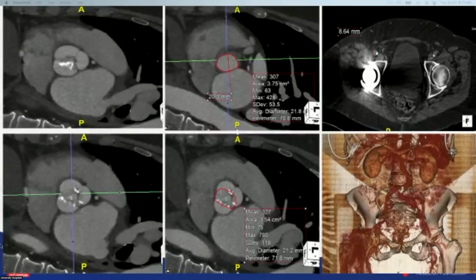Going forward, the left upper image is showing the leaflet calcifications. The same thing is seen with the leaflet calcification on the left lower slide.